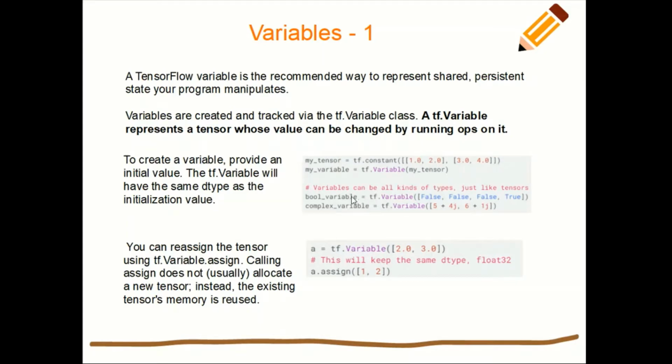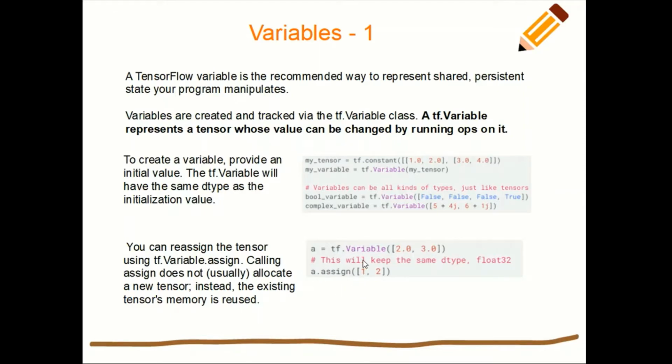Variables can also be of different types. With tf.Variable, here we are passing a list of Boolean values, and in this case we are passing complex numbers. So data types could be anything. As I was saying earlier, the way we update a given variable is that we create a variable and then call variable.assign, and then we give a set of new values, and those become the new values of the variable.